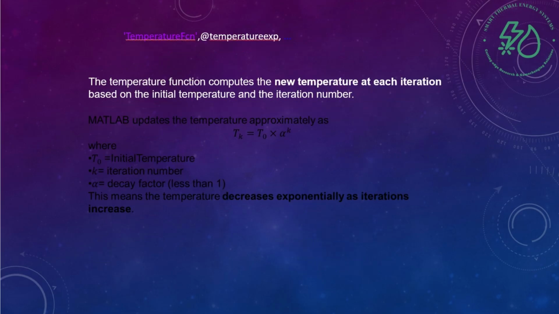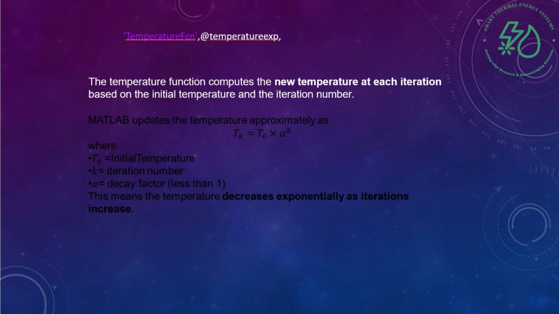The next option is the temperature function, and the temperature function computes the new temperature at each iteration based on the initial temperature and the iteration number. Here we can see the temperature function is adjusted at temperature exp. This specific temperature function is used as an exponential cooling schedule to reduce the temperature over time.